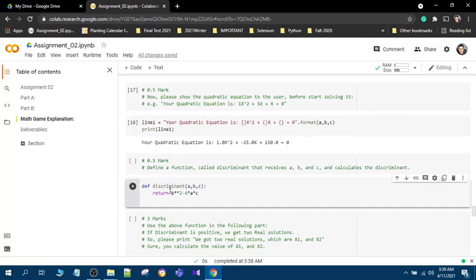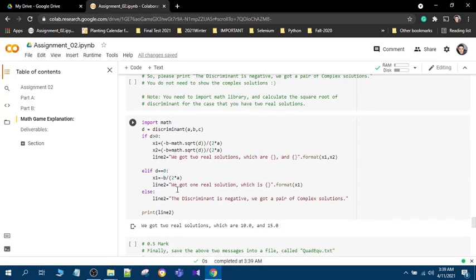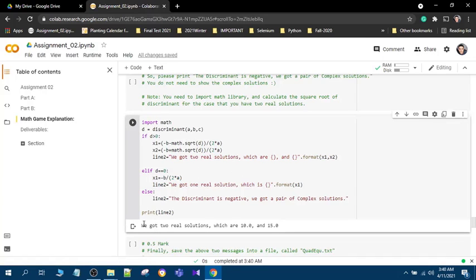And this is a function for calculating the discriminant. And this is display equation with entered values and save lines as well. And this one is calculating the discriminant. You can check the value of it, based on the value calculate and display the solution as I described above using the formula. So if I click here, we can see we got two real solutions, which are 10 and 15.